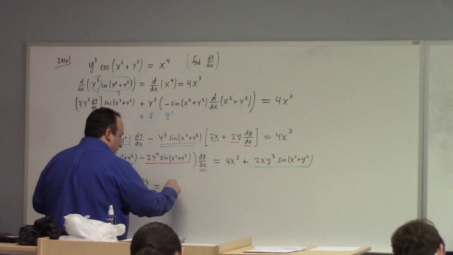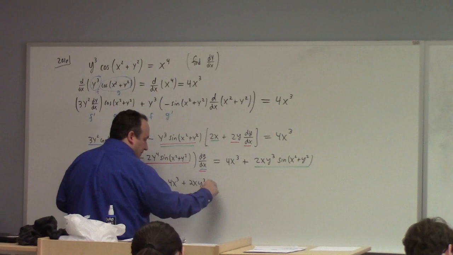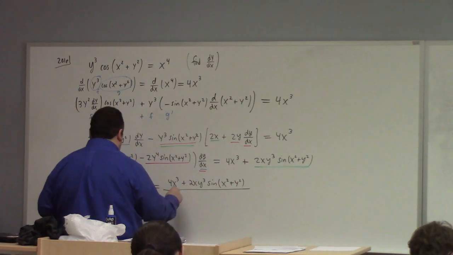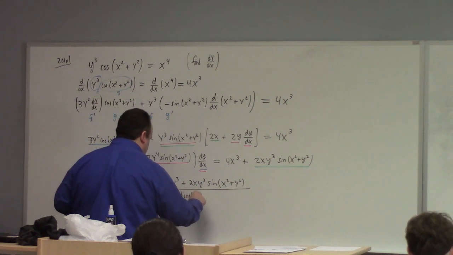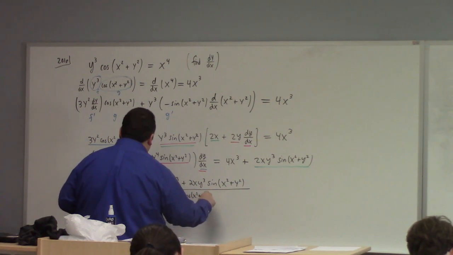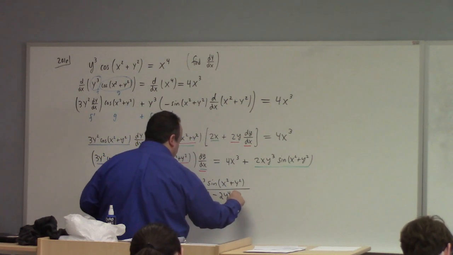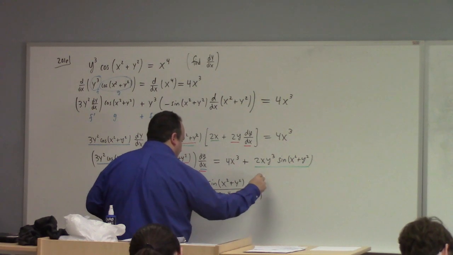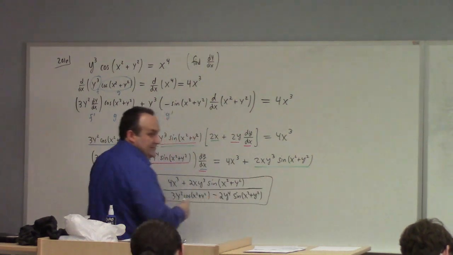You just do 4x cubed plus 2xy cubed sine of x squared plus y squared, divided by 3y squared cosine of the sum of x squared and y squared minus 2y to the fourth sine of x squared plus y squared. And I'm sure there's a way of simplifying or rewriting that, but I will not do that. So I'm just going to leave it just like that. That's fine.